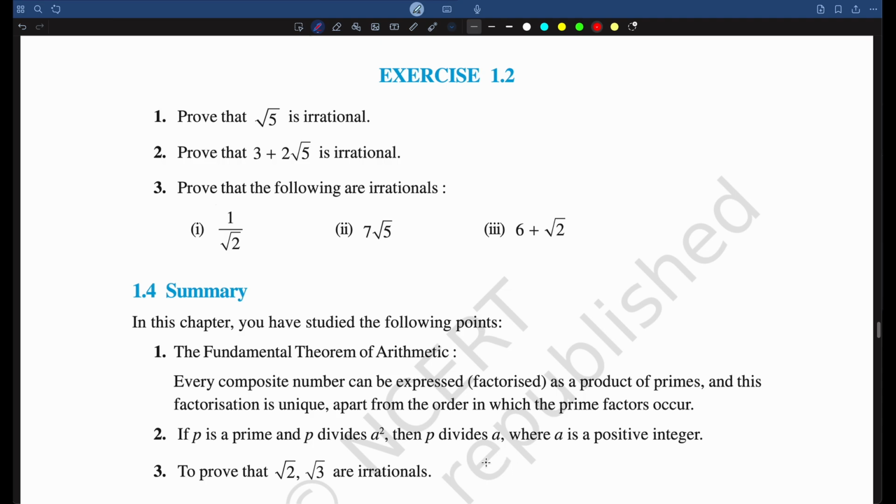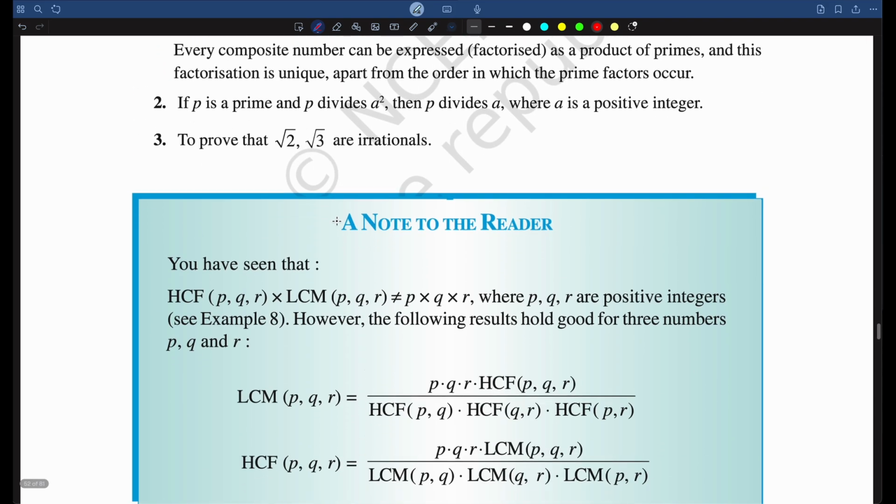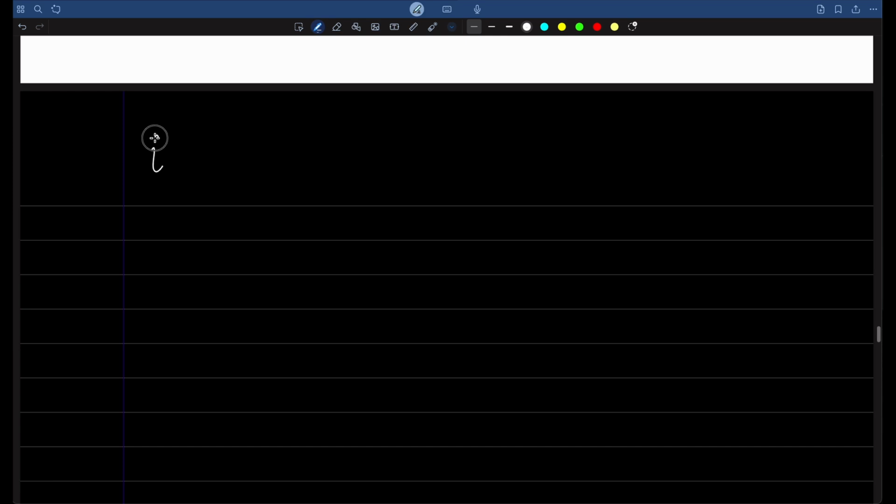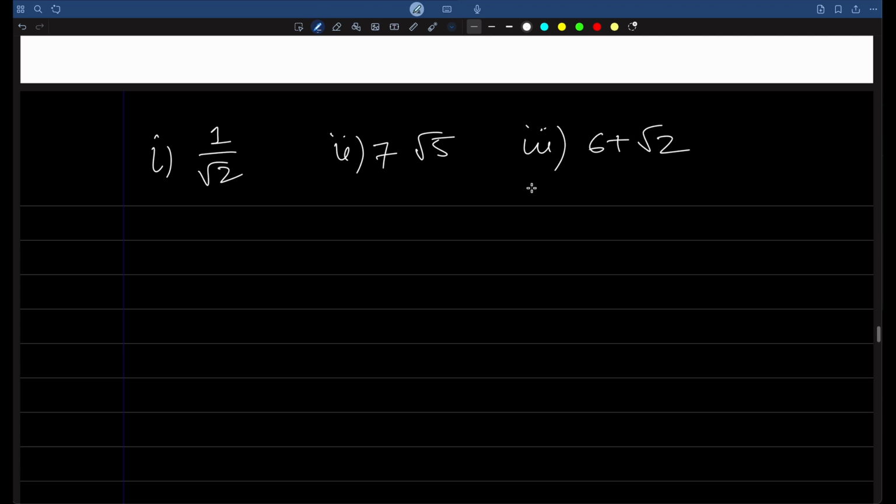Hello everyone, my name is Shyam Chauhan and today we are going to cover exercise 1.2 question number 3. In question number 3 we have to prove the following numbers are irrational numbers. That is, first one is 1 by root 2, then we have 7 under root 5, and third we have 6 plus root 2.